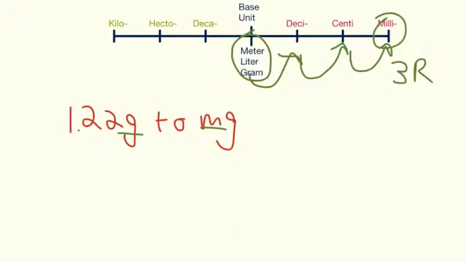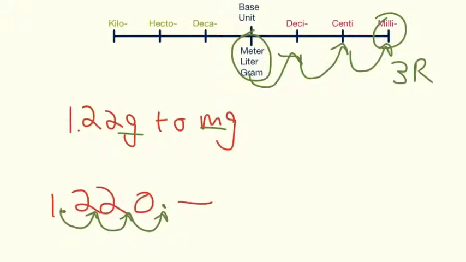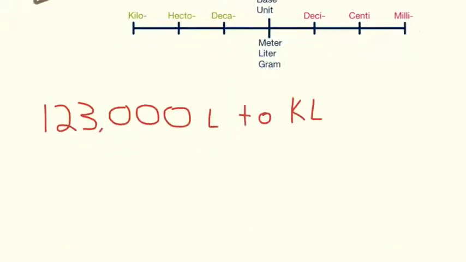So I take my number again, 1.22. I'll make the decimal green so we can track it. And I take it 3 spots to the right. 1, 2, 3. And I have my new decimal point. Now, if there's a blank spot between the last number and the decimal, I need to fill that in with a 0. So my new number becomes 1,220 milligrams. Do you see that?